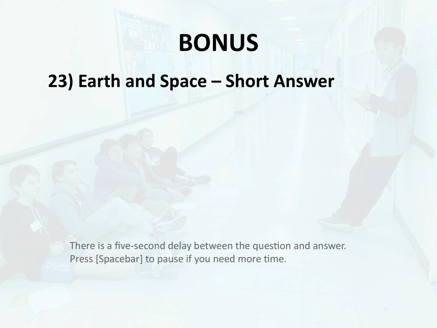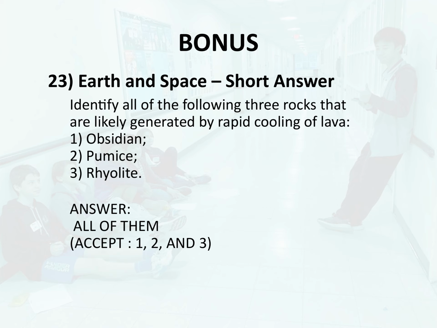Bonus 23. Earth and space, short answer. Identify all of the following three rocks that are likely generated by rapid cooling of lava. 1. Obsidian, 2. Pumice, 3. Rhyolite. Answer. All of them.